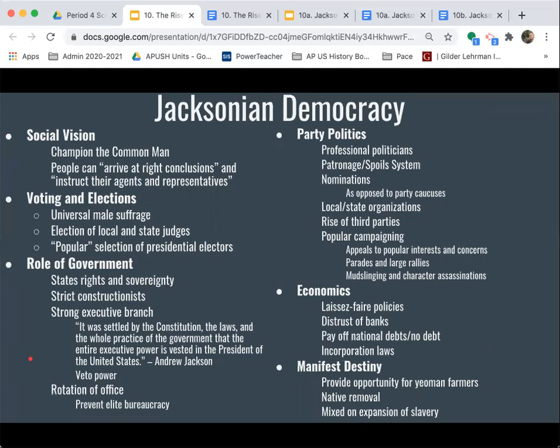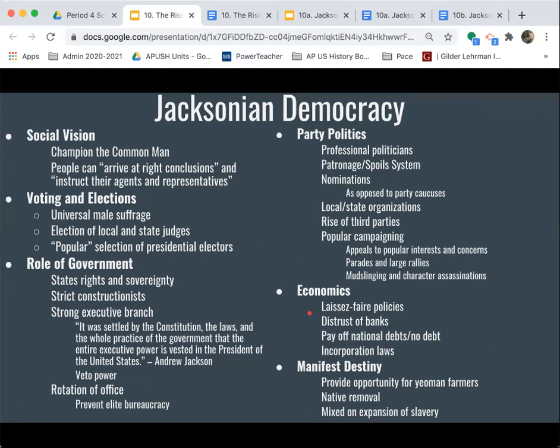They believe in popular campaigning, meaning going right to people and asking them to vote, with parades and rallies and mudslinging and character assassinations and talking trash about the opponents and the like. Economically speaking, they believe in a phrase I'm going to use a lot going forward, laissez-faire policies, meaning keeping the government's hands off the economy, letting things regulate themselves. No bank, no tariff, no tax, all that stuff. Laissez-faire means in French to let be or to let stand.